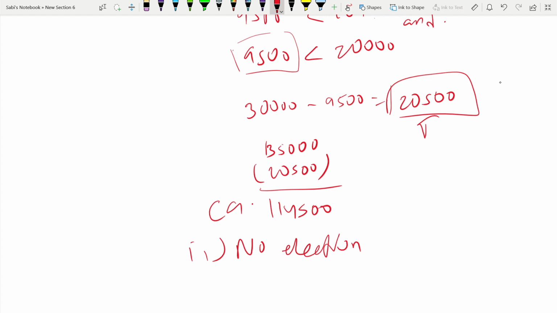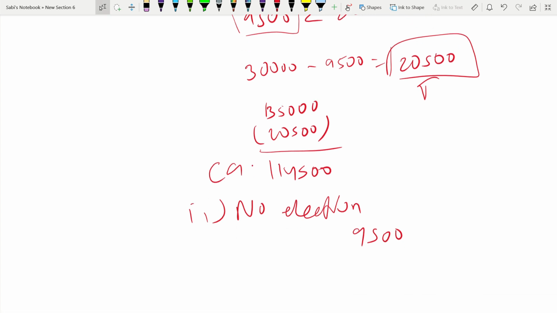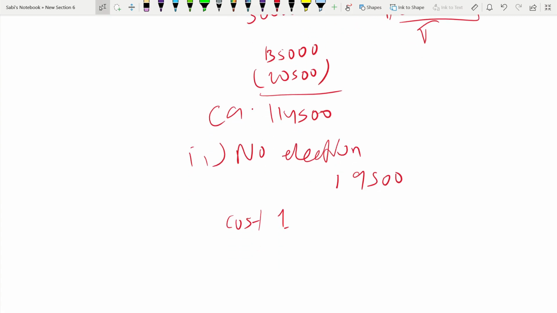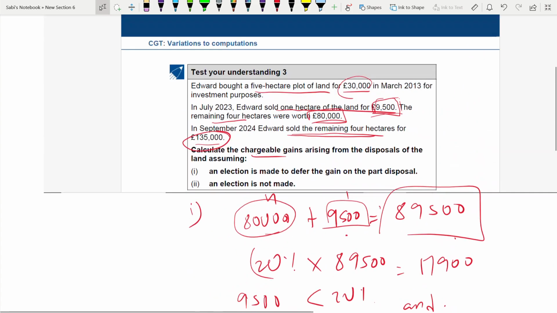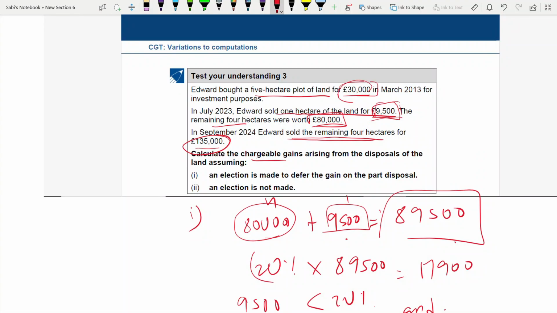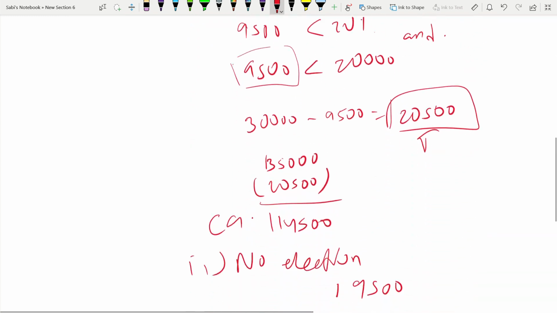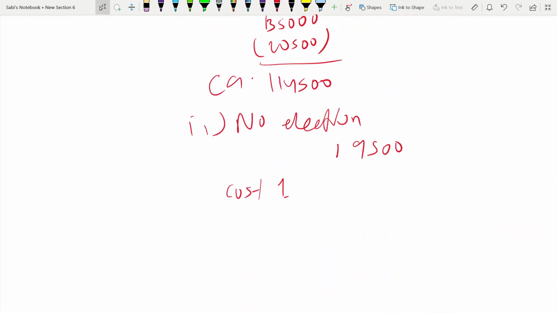How much did you sell 1 hectare land? 9,500. We have to do that A divided by A plus B, part disposal. We have to find the cost of 1 hectare. Because we have sold 1, so we have to find the cost for 1 only out of the 5. Okay, so how are we going to do that? The cost of 5 plots is given, 30,000. Out of that we have to find only for 1. So 30,000 is the cost times, what is it for 1? 9,500 divided by 9,500 plus, this is for 1.